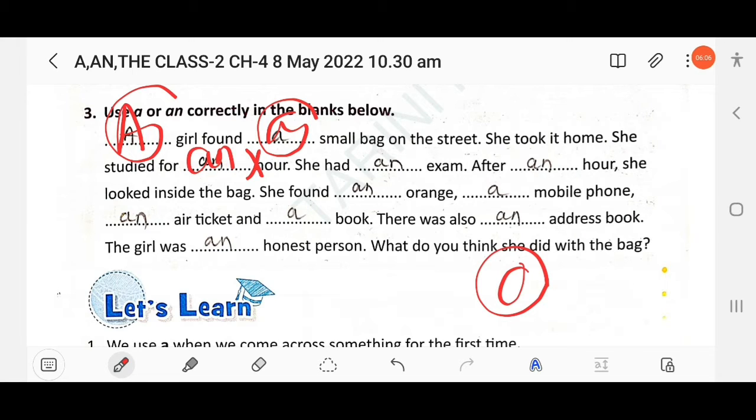She had a dash exam. Exam, a pronunciation, an exam. After dash hour. Similarly, h remains silent, an hour. She looked inside the bag. She found dash orange. Here, an.